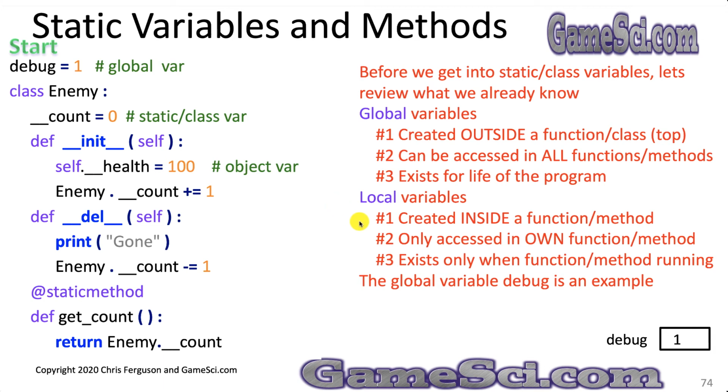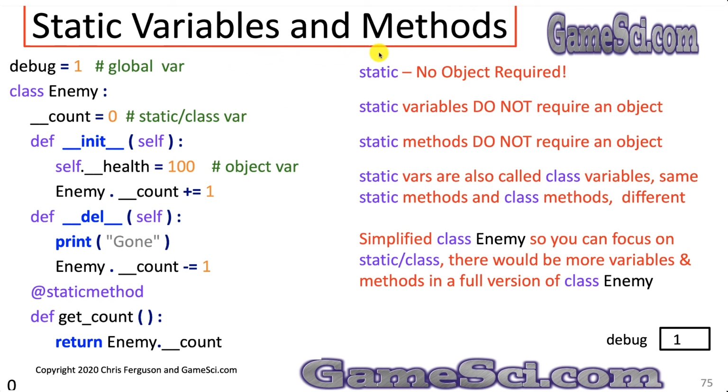Local variables are created inside a function or method. Anything created inside of a function is local to that function. Number two, locals are only accessed in their own function or method. When I create a local variable, it's good in that one method. And number three, locals exist only when the function or method is running. If I create a variable inside of a function, it's created when the function runs, and it's deleted when the function exits. The global variable debug is an example of something that is created at the start and sticks around as long as the program is running.